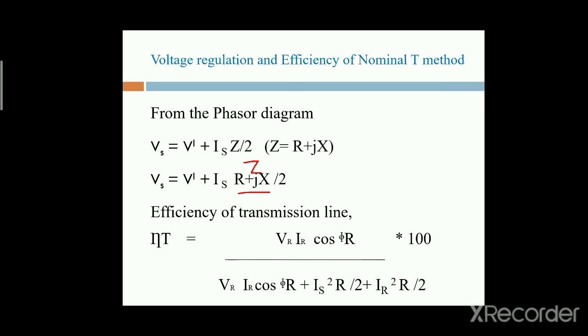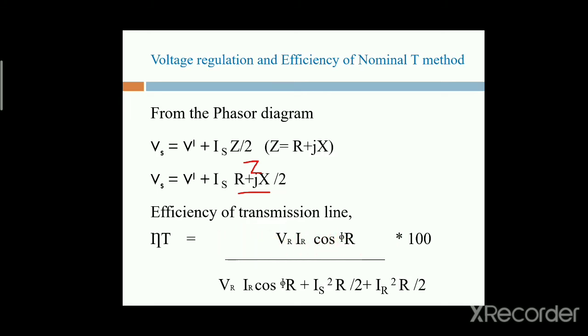Okay, what is the formula for power delivered? Power delivered means the receiving end power. PR is equal to VR IR cos phi R, where PR is the receiving end power. So efficiency is PR equal to VR IR cos phi R by power supplied from the source end.